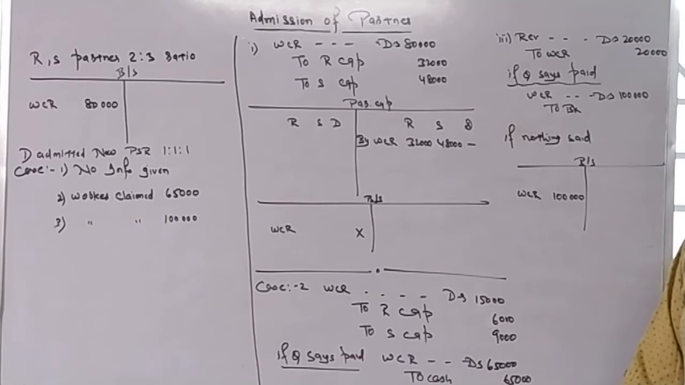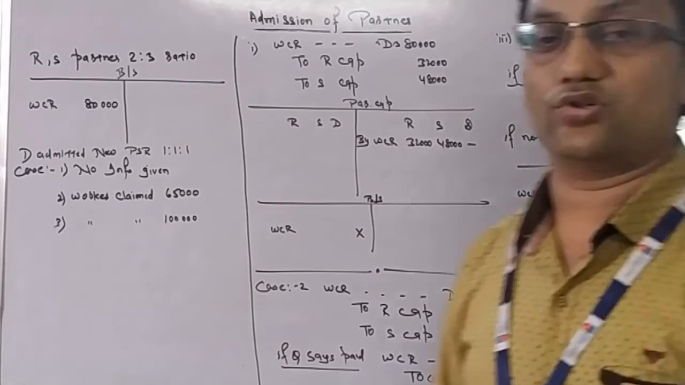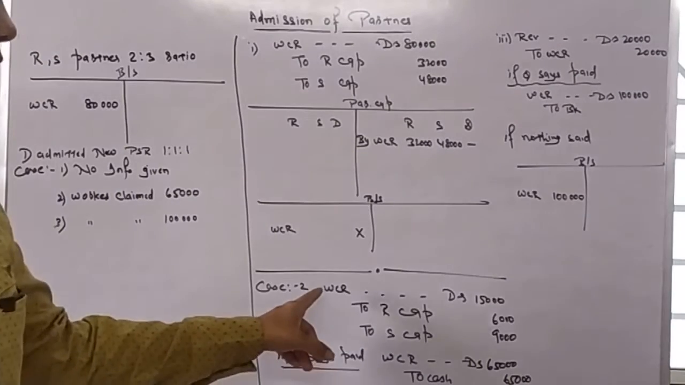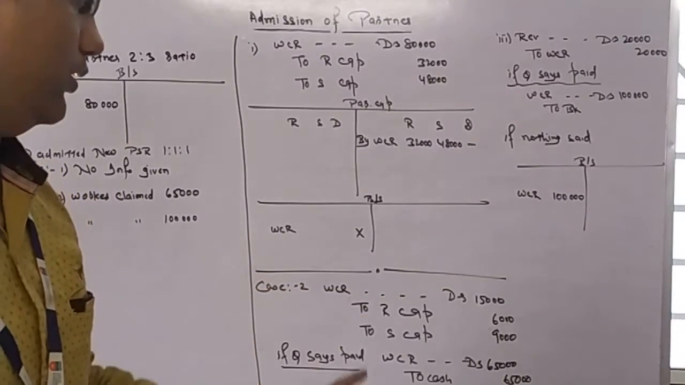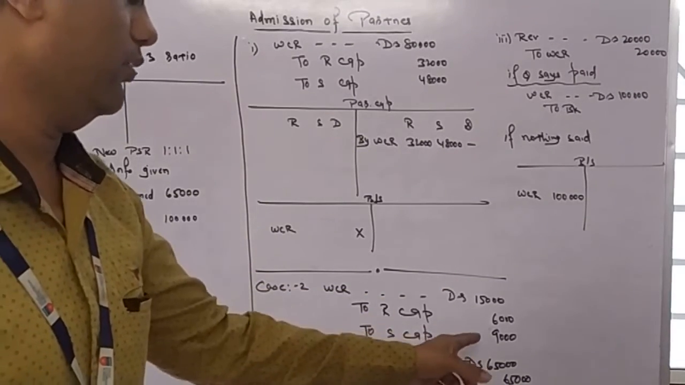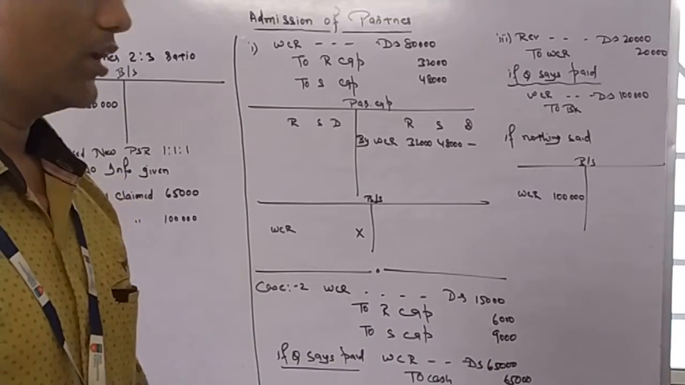That will be distributed among old partners in old ratio. So look at the treatment. Workman compensation reserve 15,000 to R's capital and S's capital, 6,000 and 9,000.